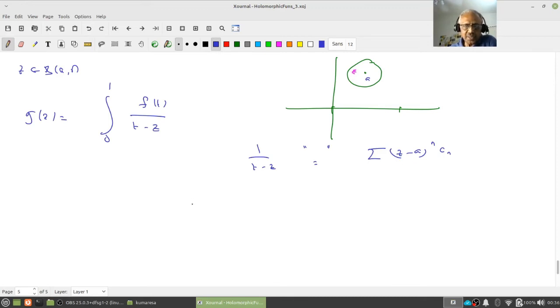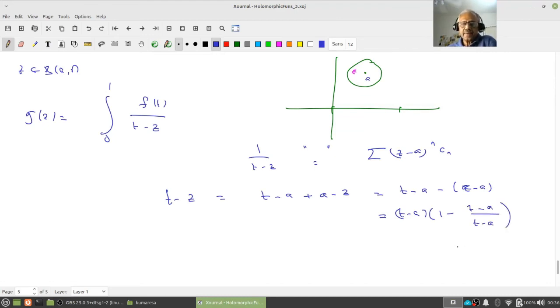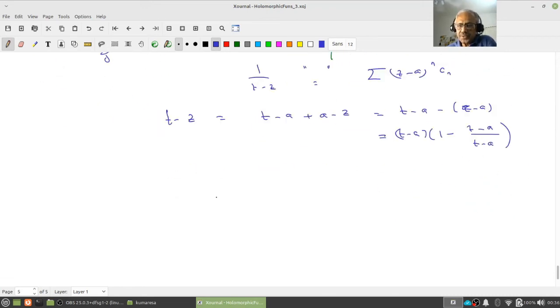I want z minus a to the power n, so the trick is to look at t minus z as t minus a plus a minus z, which is t minus a minus (z minus a). Right? Therefore, if I take t minus a out, what do I get? 1 minus (z minus a) by (t minus a). Now you know 1 by 1 minus x has an expansion, the sum of x to the power n, provided mod x is less than 1. Therefore, I have to make sure mod z minus a by t minus a is less than or equal to some epsilon, where epsilon is less than 1.